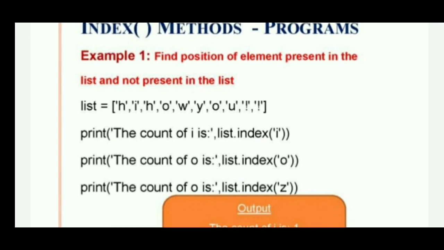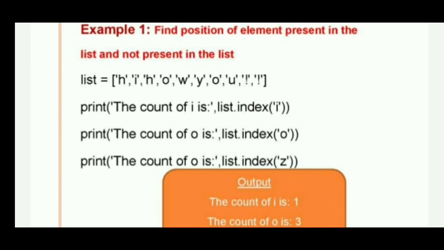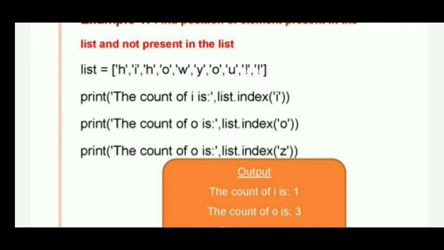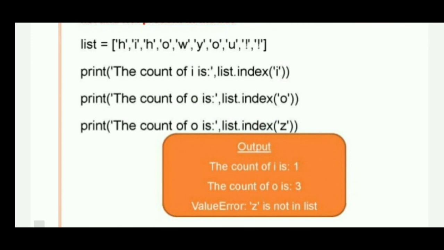HI HOW YOU and exclamation marks 2 times. So when you write list.index('I'), it will find the index of I, and the I is present in the given list 1 time. When you write list.index('O'), it will show the position of O because it occurs 3 times in the given list. Next one, I think O occurs 2 times, so there is a mistake about O. Next one, Z: Z is not present, so it will show Z is not in the list.